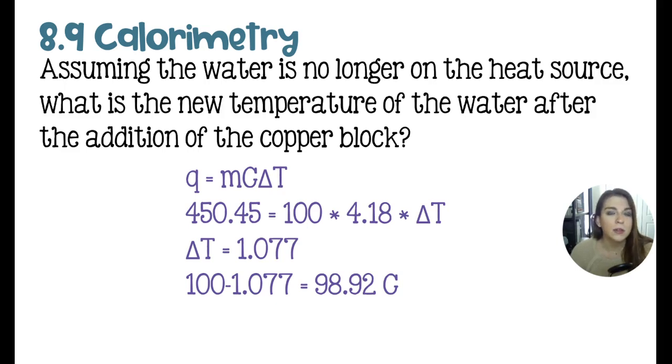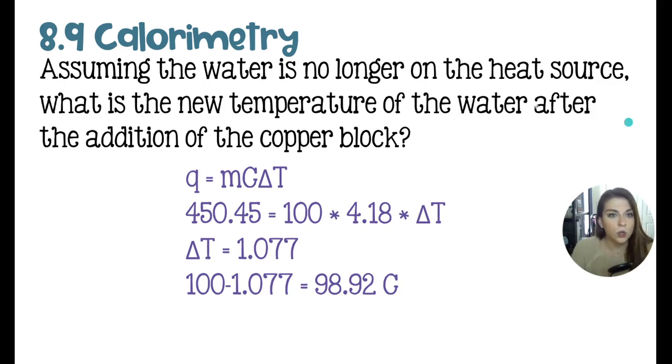Q should be the amount of heat that the copper had lost, or rather the copper had gained, because the water gave all of that energy to the copper. So we would plug in that 450.45 for the total Q of the water. The mass of the water is 100 grams and the specific heat is 4.18. Again, we're solving for delta T, which comes out to 1.077 Celsius.